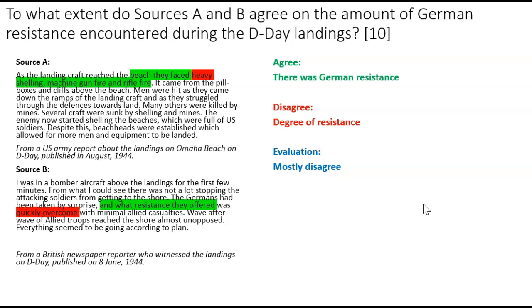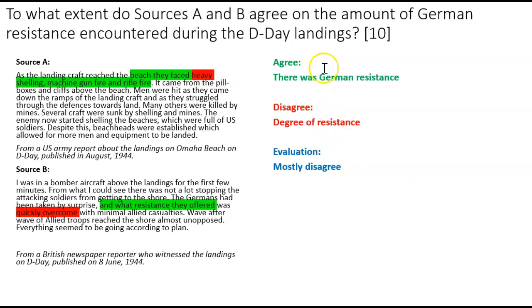So these two sources agree that certainly there was some German resistance as the Allies landed, but where they disagree is the degree of resistance. In other words, how much, or the amount of resistance. And you'll find that source B suggests that maybe there wasn't so much resistance, whereas source A suggests that actually there was a lot of resistance from the Germans, which resulted in a lot of casualties. And so the evaluation would be that they mostly disagree on the amount of German resistance.